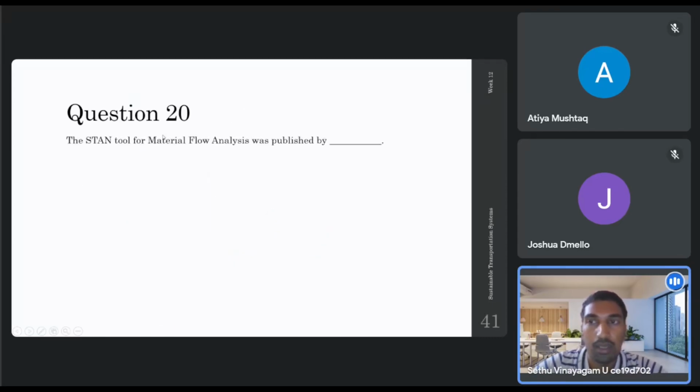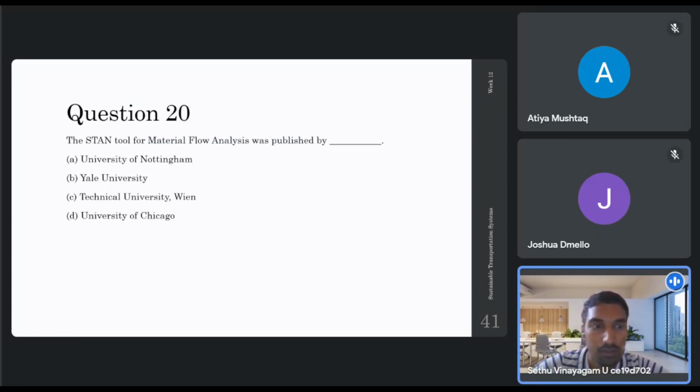Okay, question number 20. The STAN tool for material flow analysis was published by Dash. The options are University of Nottingham, Yale University, Technical University Vienna, and University of Chicago.